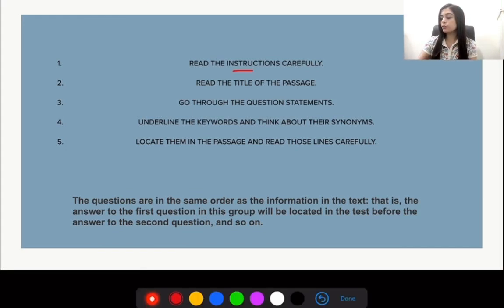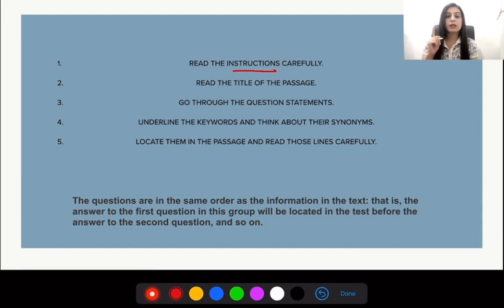Instructions are really essential. Then you have to read the title of the passage, and you have to read the title of all your passages regardless of what the question is saying, as it would give you an idea or an insight into what the passage will be about. So you'll get some idea about what you can expect. So read the title, go through the question statements.